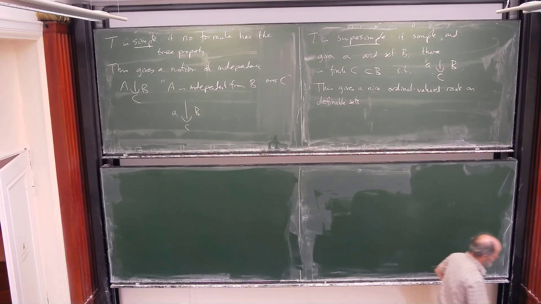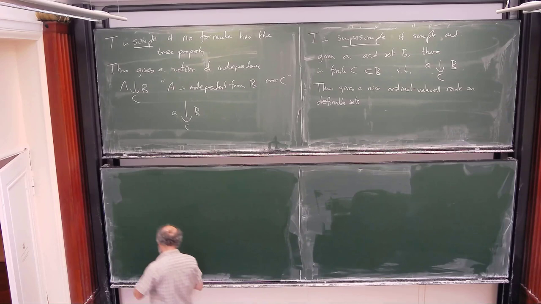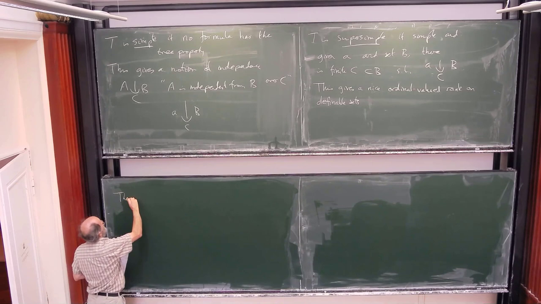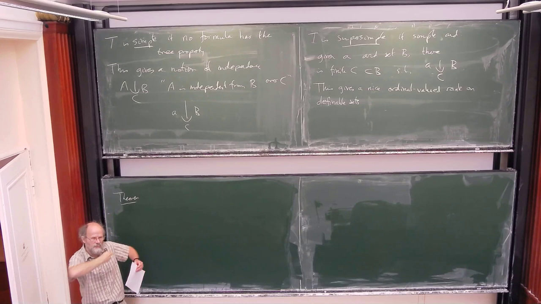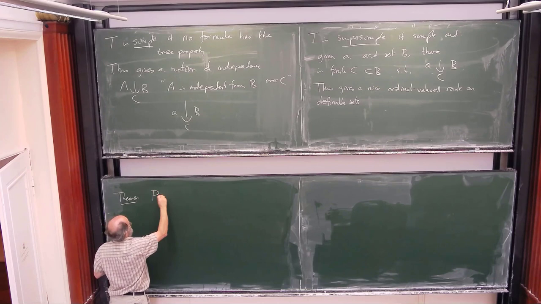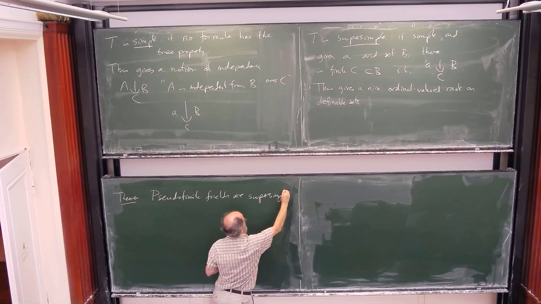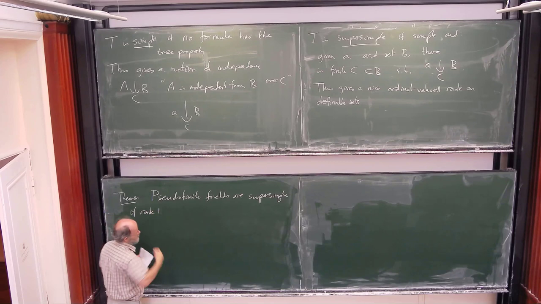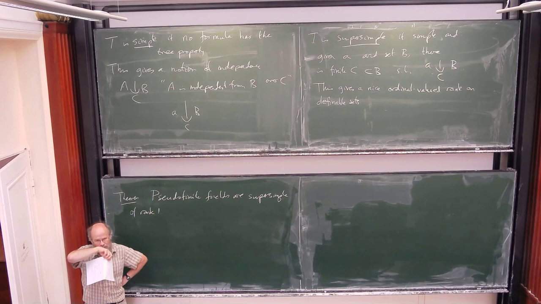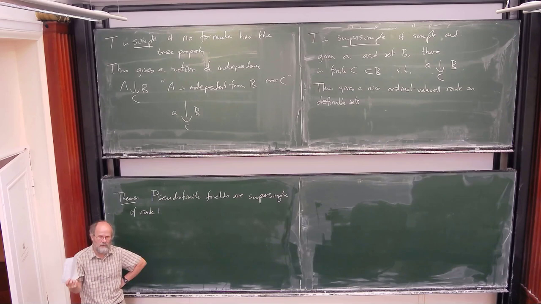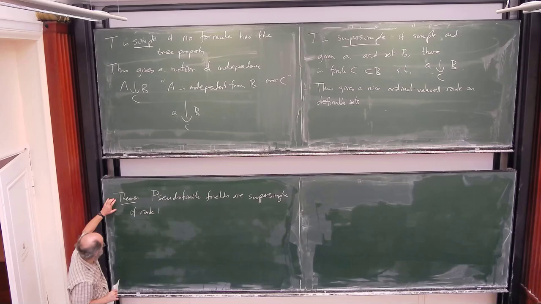So, to get back to the theorem, there's a paper of Chatzidakis, van den Dries, and Macintyre, which I'll come back to in a moment. The theorem says that pseudofinite fields are supersimple of rank one. So it's a sort of generalization of the fact that algebraically closed fields are stable, in fact strongly minimal, meaning any definable set is finite or cofinite. Any definable set in, say, the complex numbers is finite or cofinite. This is a sort of generalization of that.